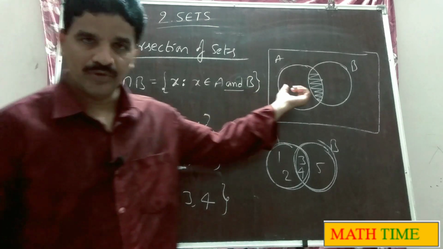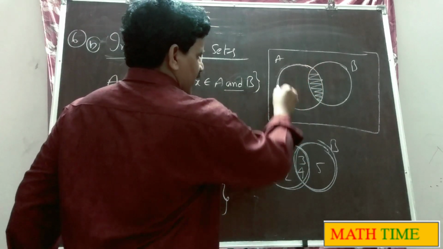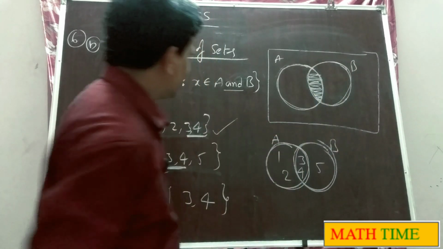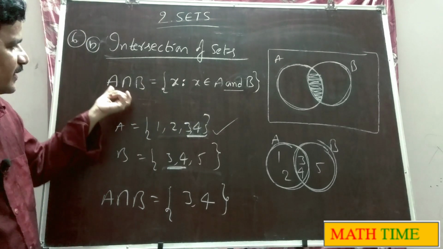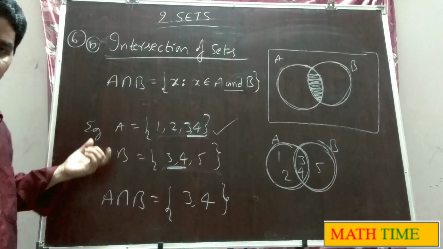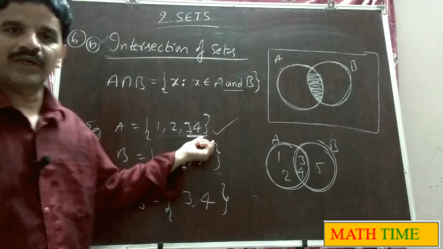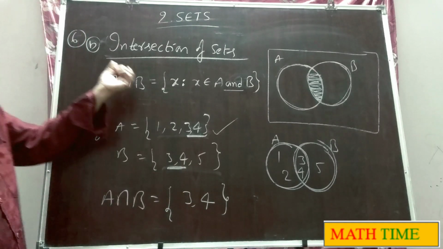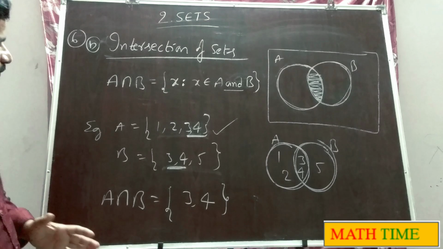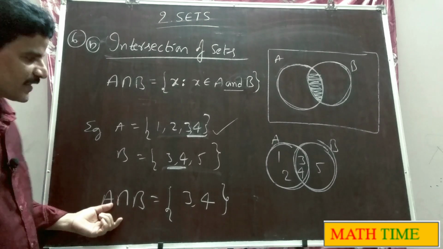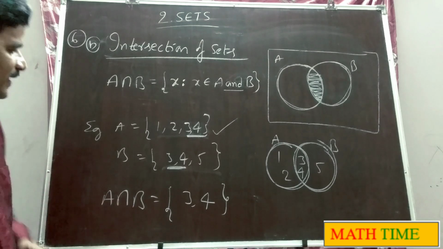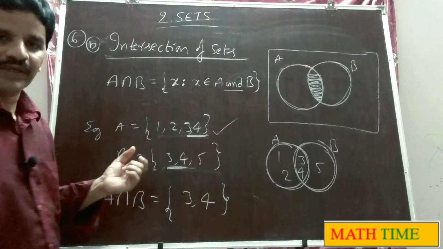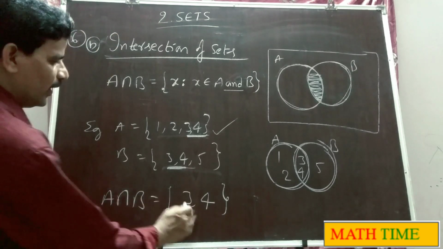So in this Venn diagram you can see, this is A, this is B, and this common area, this shaded region, is called intersection, A intersection B. Now I'd like to give you one beautiful example. A equal to 1, 2, 3, 4 and B equal to 3, 4, 5. By the definition of intersection of sets, A intersection B contains common elements of both the sets. In A 3 and 4, in B 3 and 4 are what? Common. Therefore A intersection B equal to 3, 4.